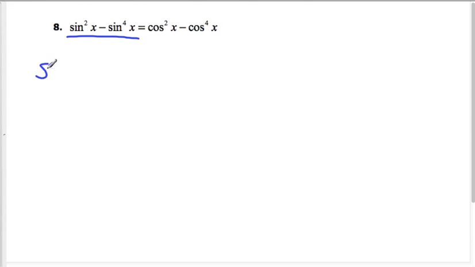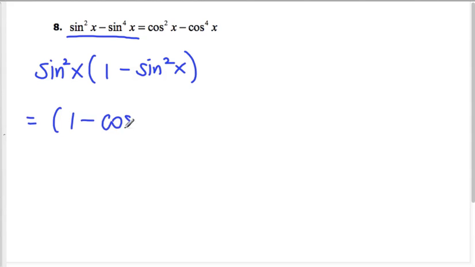I'm going to factor out sine squared, and I get 1 minus sine squared x. Then I change my sine squared x to 1 minus cosine squared, and change my 1 minus sine squared x to cosine squared, and then distribute the cosine squared.